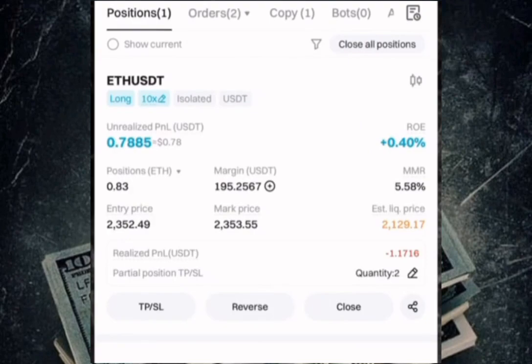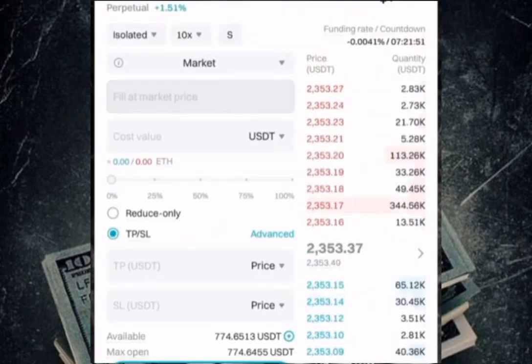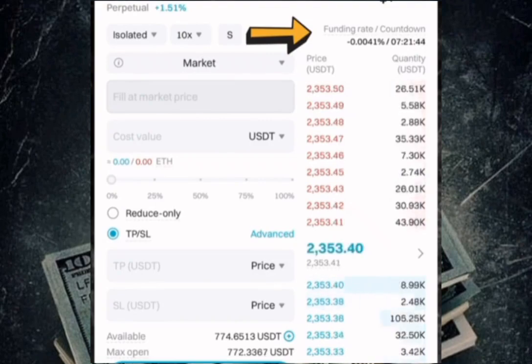There are some things I need to explain to you guys. If you come to the top of the screen, you will see where you have funding rate / countdown. This is something a lot of people always ask me about, and I've explained this multiple times, so I'll explain it again in this video. You have funding rate and countdown, and under it you have minus 0.0041%, and a time that is counting down right there. You can see it's on 7 hours, 21 minutes.